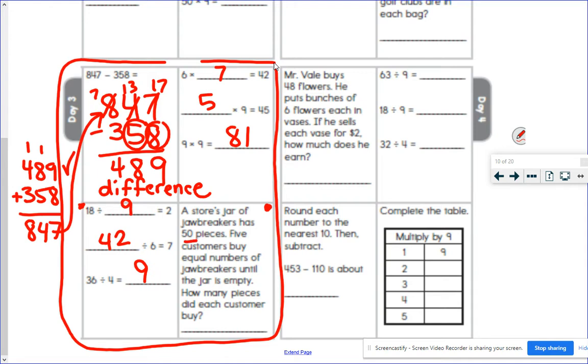The store's jawbreaker jar has 50 pieces, 5 customers. That's in word form, but it's a digit. They buy an equal number of jawbreakers until the jar is empty. How many pieces did each customer buy? So 50 put into groups of 5 would give you 10, because 5 times 10 equals 50.